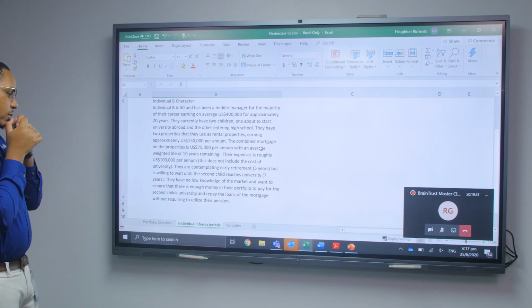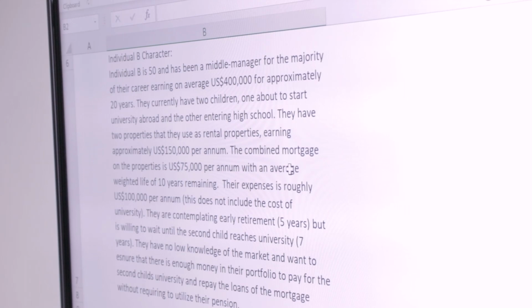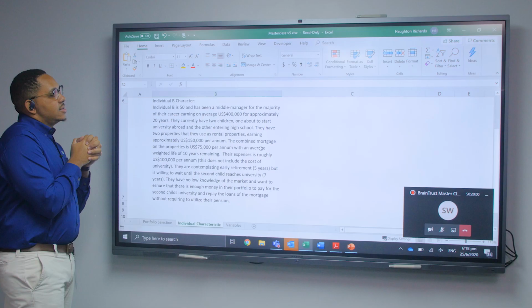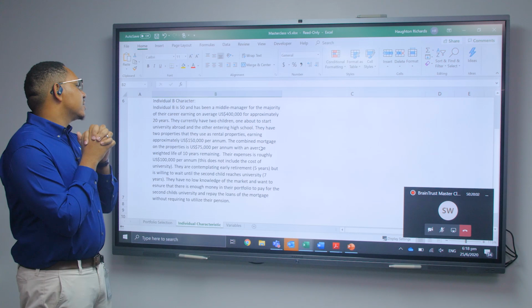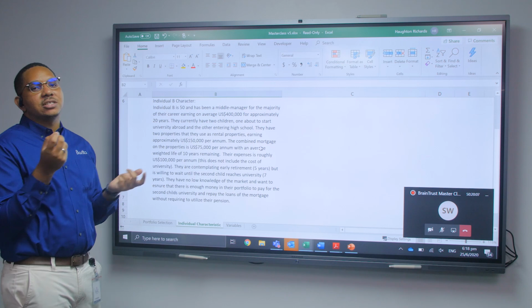Cool? I realized nobody brought up that point, the fact that the rental on the properties is more than enough to cover the mortgages. Yes, it's more than enough to cover the mortgages.